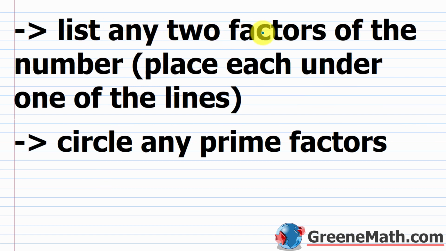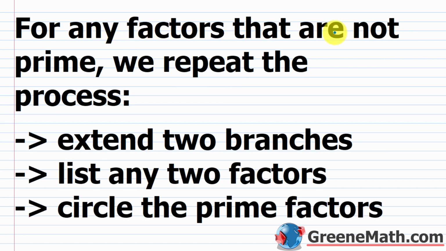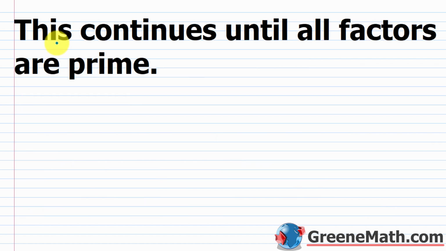Then you want to list any 2 factors of the number, other than the number itself and 1, and you're going to place each under one of the lines, or what we call the branches. Then we're going to circle any prime factors. And for any factors that are not prime, we just repeat the process. So you're going to extend 2 branches, list any 2 factors other than the number itself and 1, and then you're going to circle the prime factors. So I have here, this continues until all factors are prime.